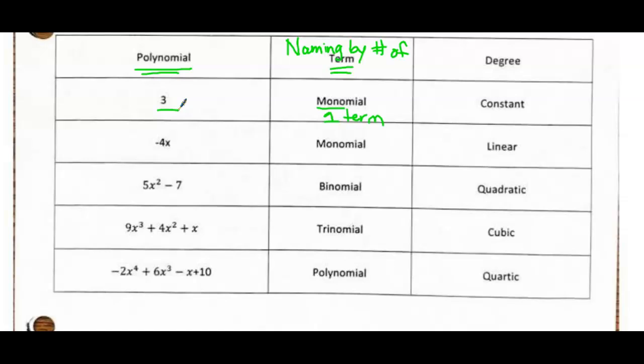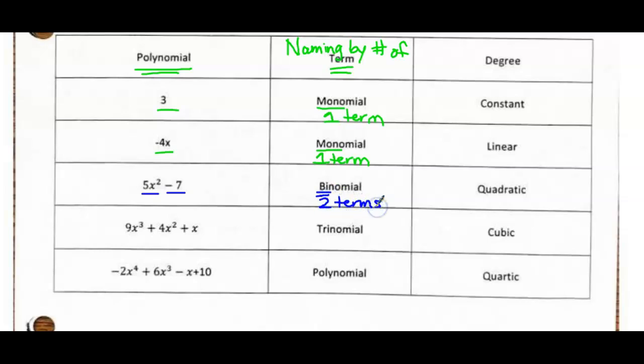If we go down to the second row, there's a negative 4x. That is also called a monomial. And the only reason it's called a monomial is because, again, there's only 1 term. 1 term is called a monomial. Then it switches up. On the next line, we see 5x squared minus 7. That's called a binomial because there are 2 terms.